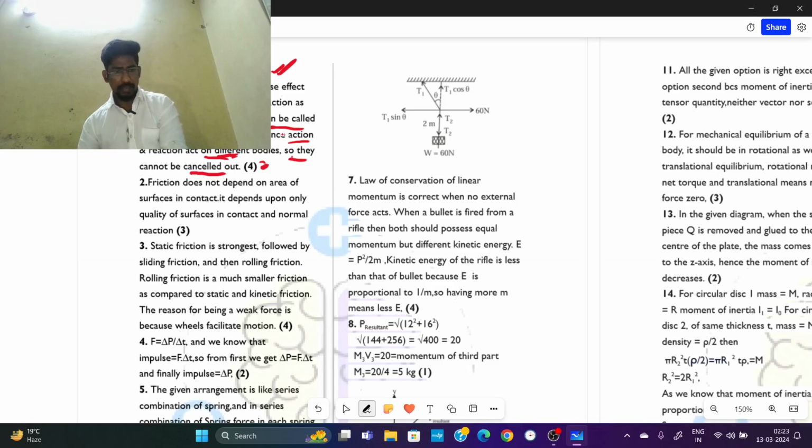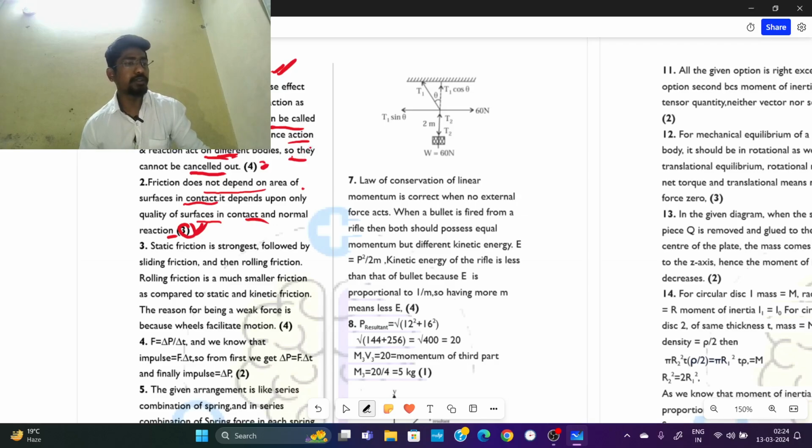Okay, so as we know, friction doesn't depend on the area of surface in contact. It depends only upon the quality of the surfaces in contact and the normal reaction. So whether we stand the object vertically or place it on the horizontal plane, it doesn't matter. That means the friction in both the blocks will be equal. So option 3 is correct. Okay, now moving on to the next question.